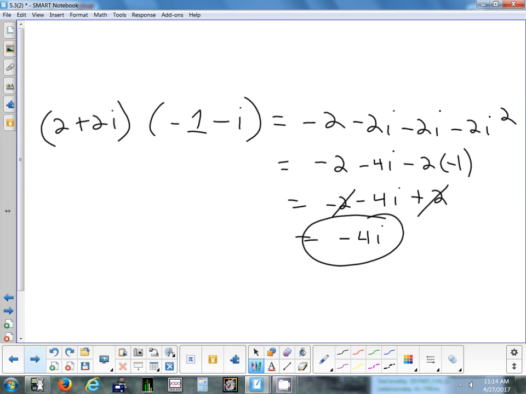Now I'm going to do it in polar. And it's going to take me a couple seconds just to change these two numbers into polar. But once I do that, it's going to be a lot faster than what we just did. And this one wasn't even that bad because the numbers worked out kind of nice. So 2 plus 2i.